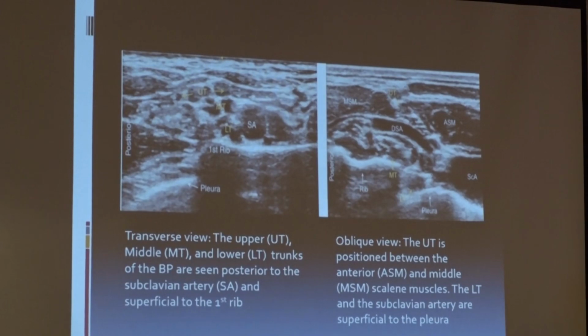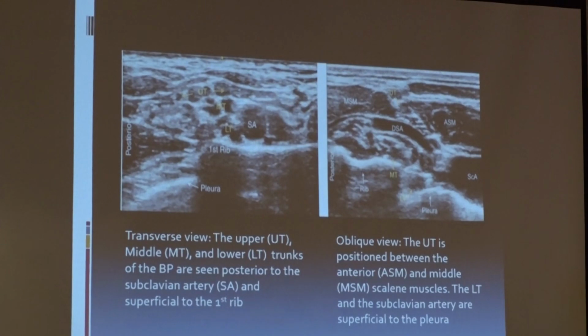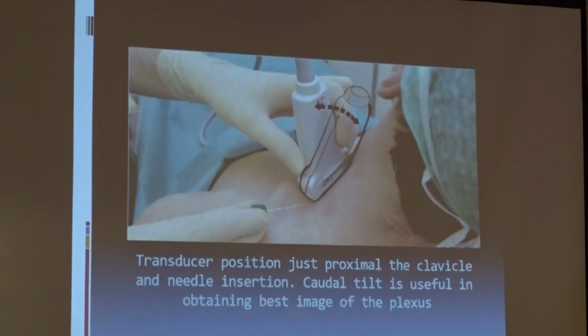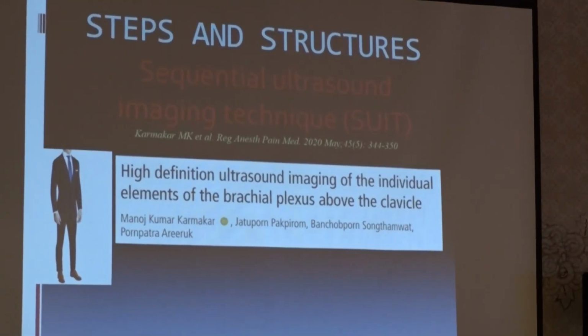So sometimes in one view, we can identify all the 3 trunks, superior, middle, and inferior trunk, and we need to be careful of the vascular structures such as the dorsal scapular artery. Sometimes we need to tilt away our transducer from the neck in order to get a better view. So this is the most important slide of my presentation.